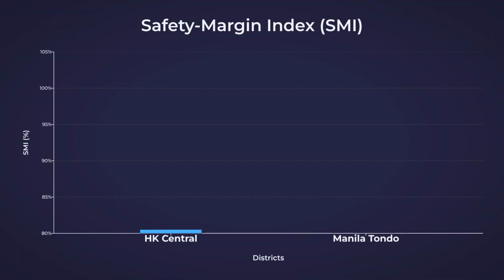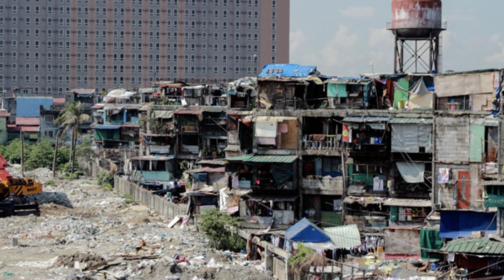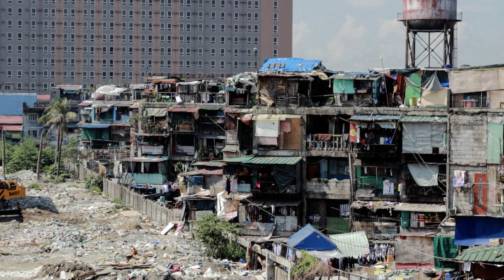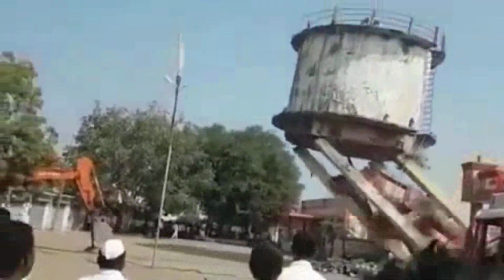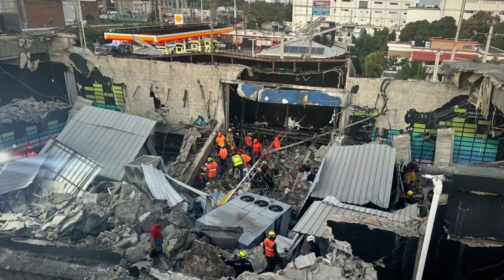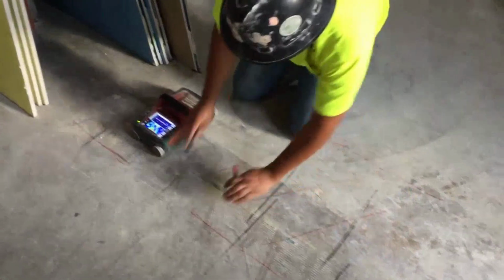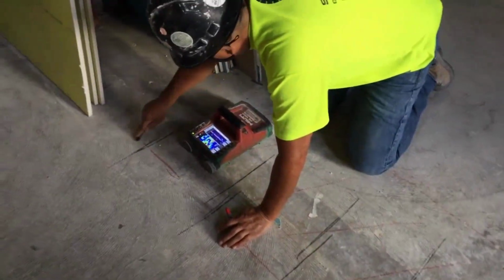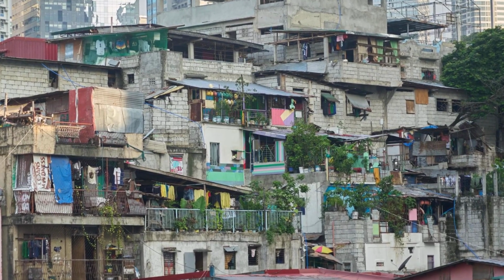In practice, buildings in Hong Kong's Central District average an SMI of 0.86, while some in Manila's Tondo District fall to 0.88. Documented failures, from water tank collapses to typhoon-induced roof failures, have all occurred at SMI values below this threshold. The SMI provides a diagnostic lens for identifying when cumulative, incremental changes push a structure from resilience into hidden risk.